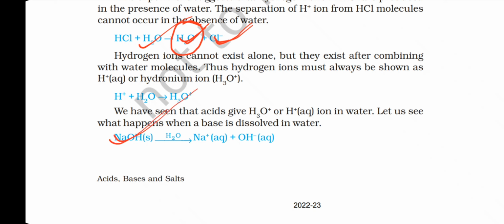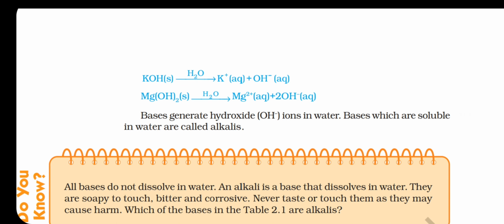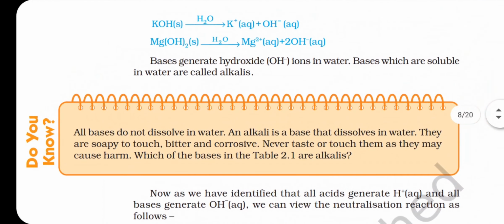When a base, that is NaOH, sodium hydroxide, reacts with water, both positive and negative ions are formed, that is the cation and anion, the sodium ion and the hydroxide ion. As other examples, when potassium hydroxide reacts with water, the potassium ion is formed along with the release of hydroxide ions, that is the anion. It is the same in the case of magnesium hydroxide. So bases generate the hydroxide ion, OH-, in water, whereas acids generate the H+ ion in water.